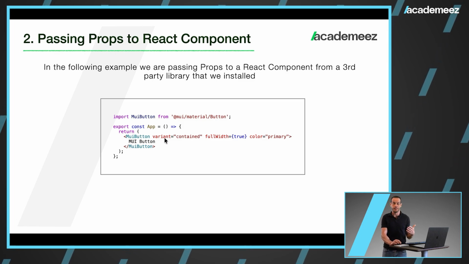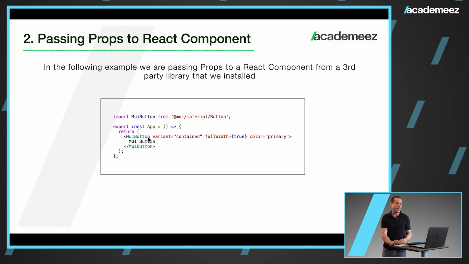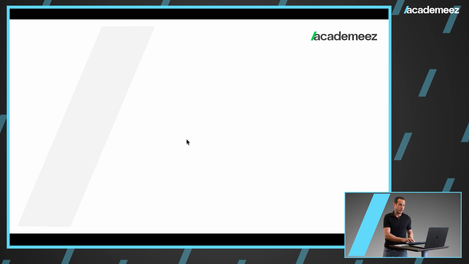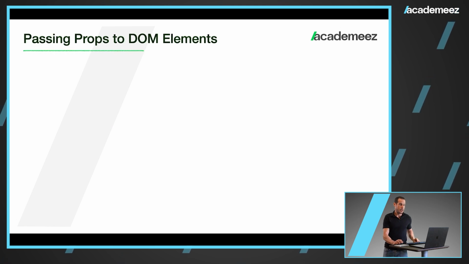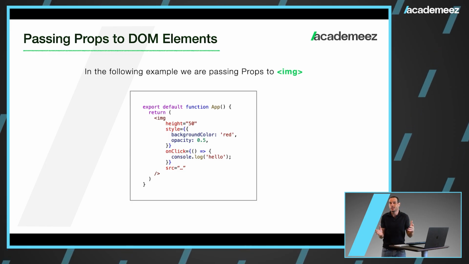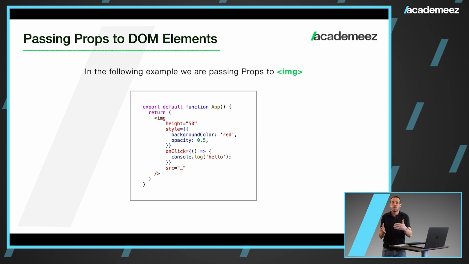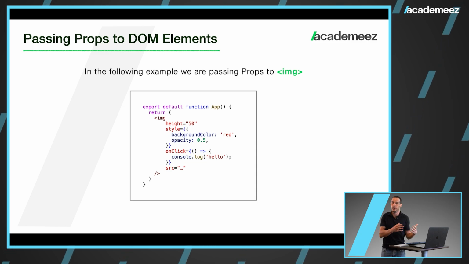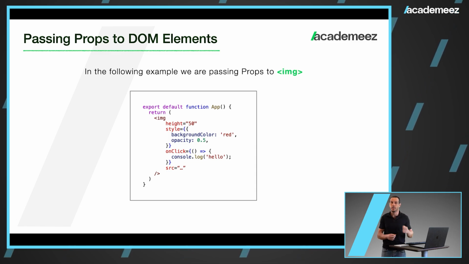The question is, how do I know which props I can pass? Which props can I pass to the Material button? Which props can I pass to the image DOM element? So in this lesson, this is what we're going to discuss: how do I know which props I can pass to a DOM element, to my own React component, and to a third-party component. We're going to focus on how to know which props I can pass.